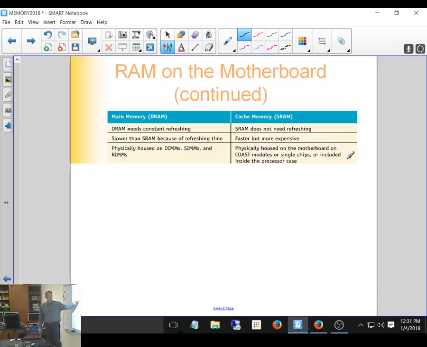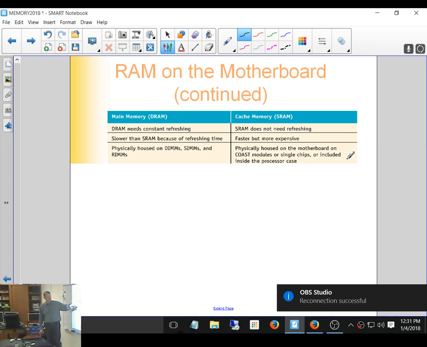Our main memory, our DRAM, our system memory, needs constant refreshing.